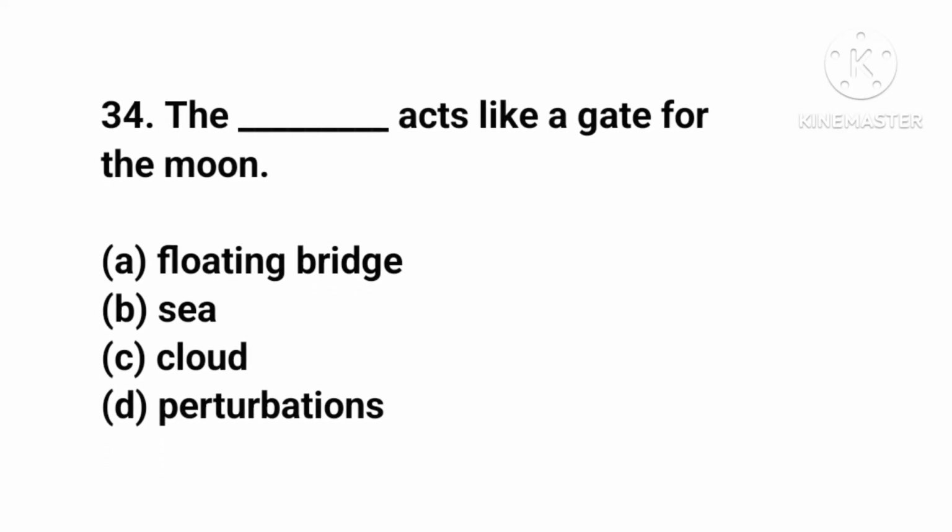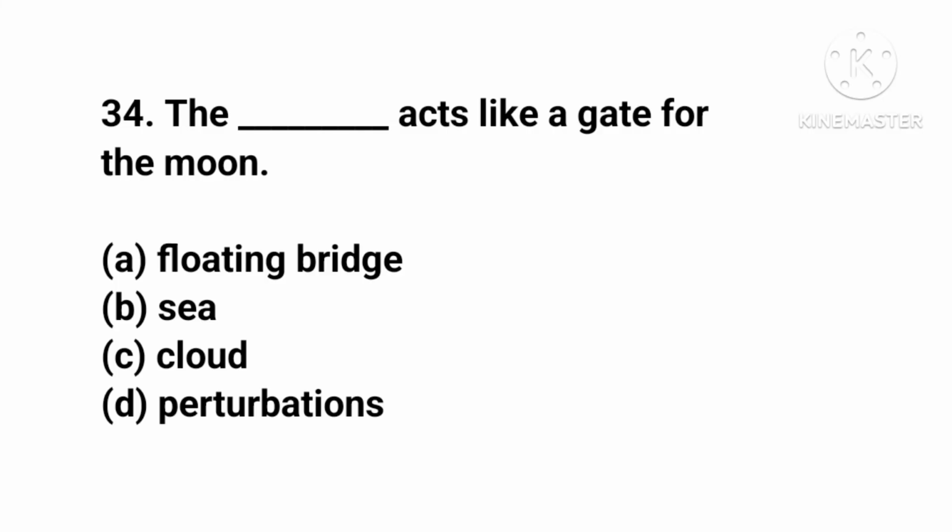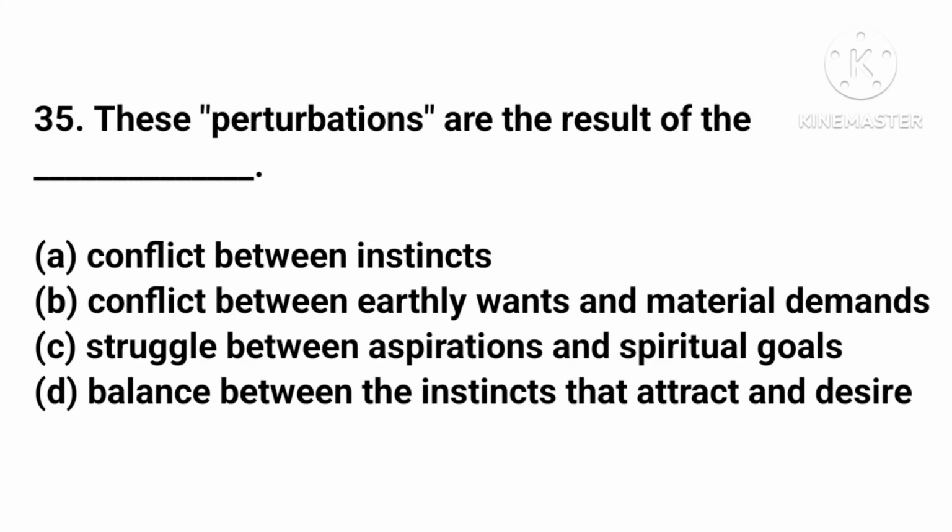Now coming to question number 34. The dash acts like a gate for the moon. Option A, floating bridge. Option B, sea. Option C, cloud. Or option D, perturbations. Holy, you are doing great. The cloud acts like a gate for the moon. Remember the dark cloud?